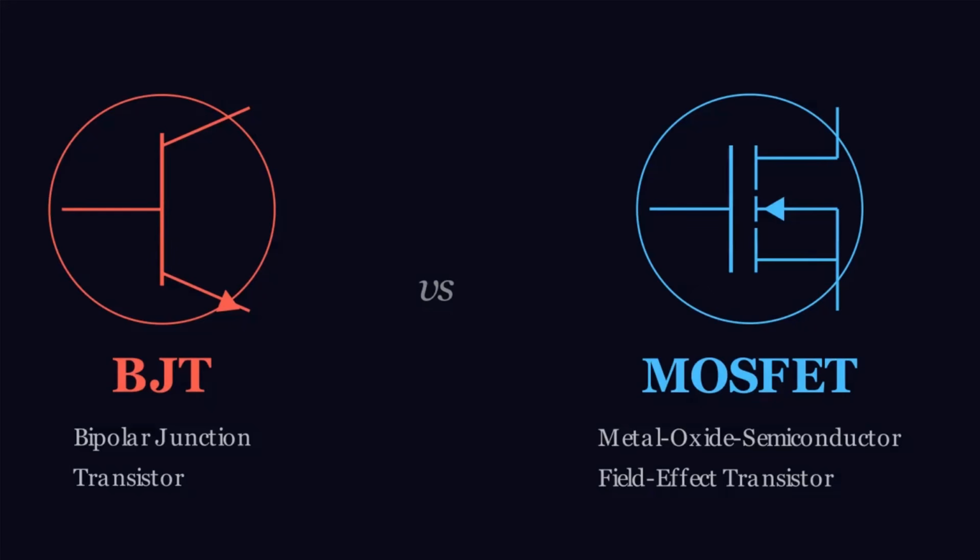Then we have the new generation, silicon carbide MOSFETs, SiC, and gallium nitride transistors, GaN. These devices can operate at higher voltages, higher temperatures, and much higher switching frequencies than traditional silicon devices. But this is where I will stop for today. In the next video, we will continue exploring these fascinating devices.